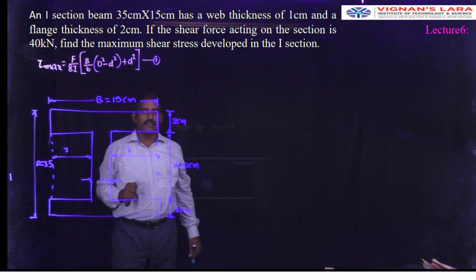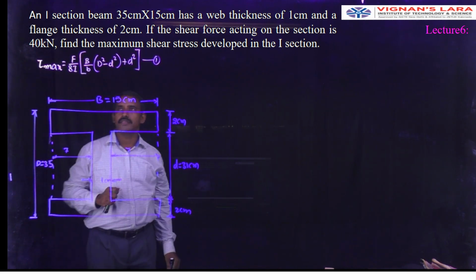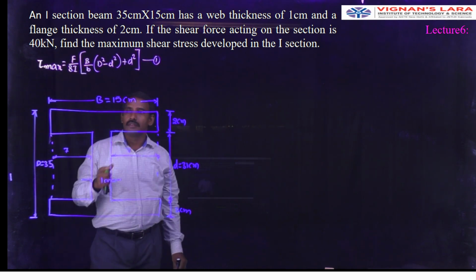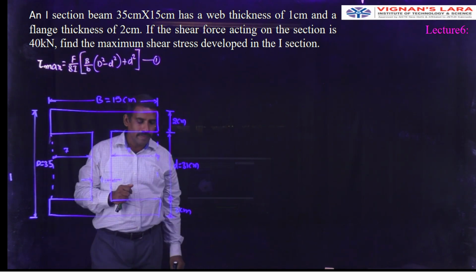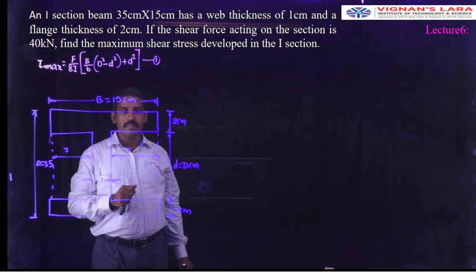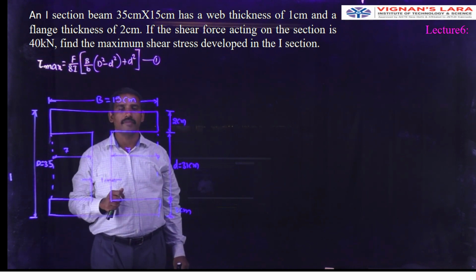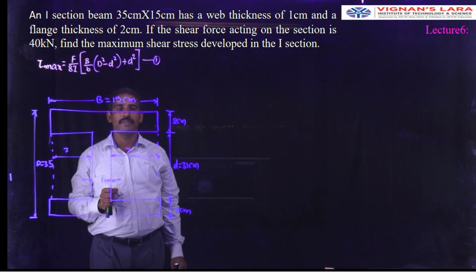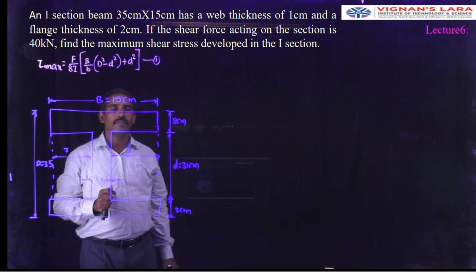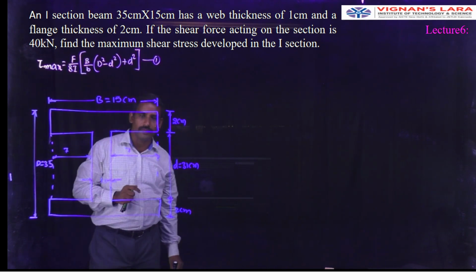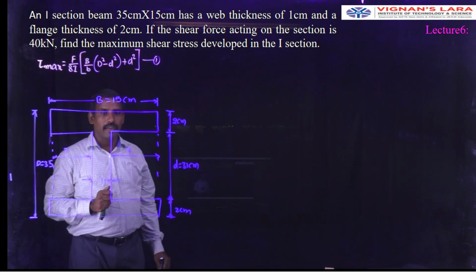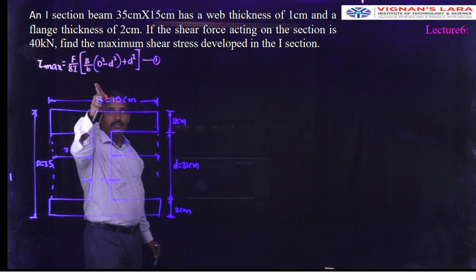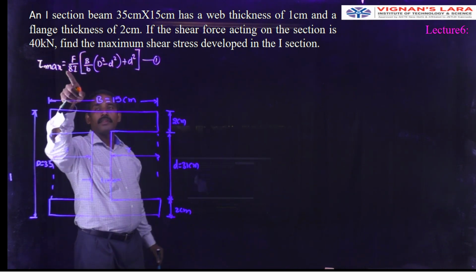Yesterday we derived an expression for the shear stress distribution of an I section. Let us see one problem. An I section beam 35 centimeters by 15 centimeters has a web thickness of 1 centimeter and a flange thickness of 2 centimeters. If the shear force acting on the section is 40 kilonewtons, find the maximum shear stress developed in the I section. Yesterday we derived the expression for the I section.